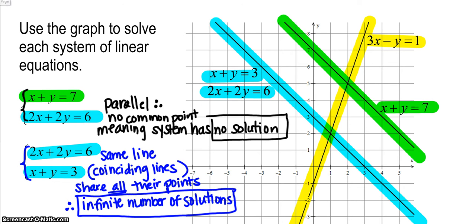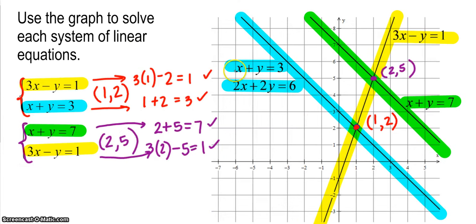So to recap, when we're looking graphically at what a solution to a linear system is, we can look at the graphs of those linear equations and try to locate the intersection point of the two lines. In the first example, we used the yellow line and the blue line, and the intersection point was located at the ordered pair 1, 2. The second example, we looked at the green line and the yellow line, and its intersection was at 2, 5.